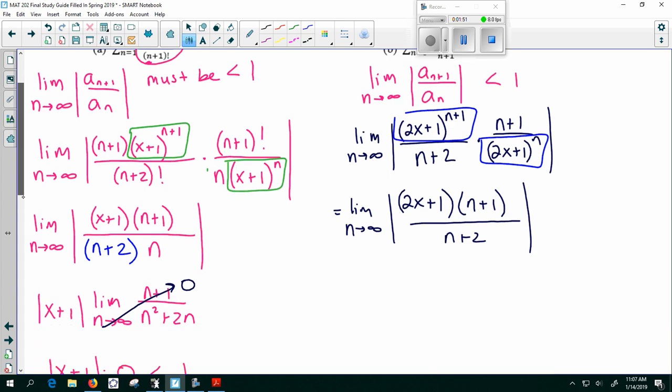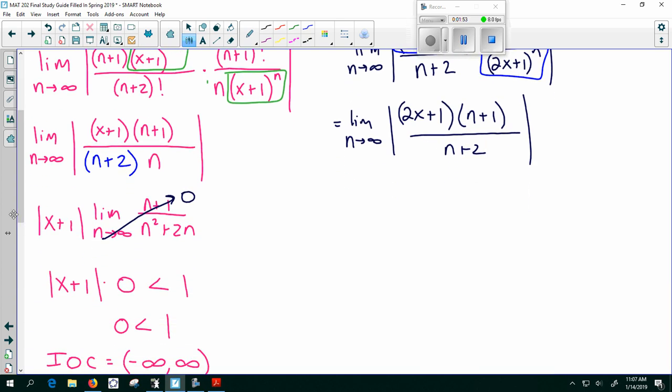So because the 2x plus 1 doesn't have anything to do with n, I'm taking the limit as n goes to infinity. x is not bothered by that limit, so I can pull it right out of the limit. I have the absolute value of 2x plus 1 times the limit as n goes to infinity of n plus 1 over n plus 2. Now that limit is 1 because the degree of the denominator and the numerator are the same. I take the ratio of the leading coefficients. So this goes to 1.